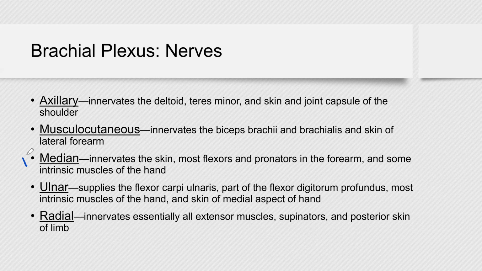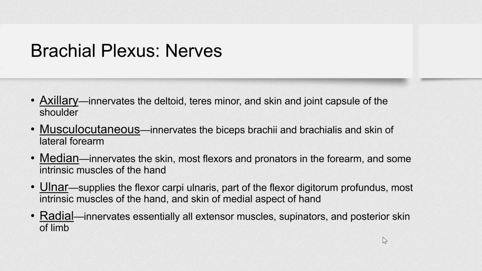Now, median, most flexors, and your flexors are in the anterior compartment. So flexors of the forearm and some intrinsic muscles of the hand. Ulnar, most muscles of your hand. So median, mostly your antebrachial region, and ulnar, mostly your hand. And radial innervates all the muscles of the posterior brachial and antebrachial region, right? All extensors, that's on the posterior side.